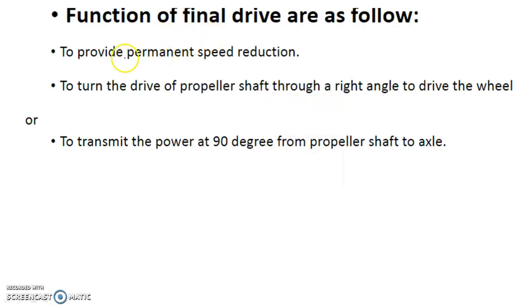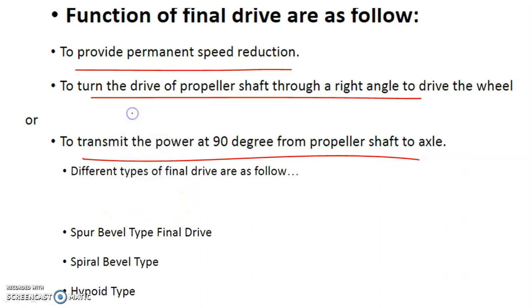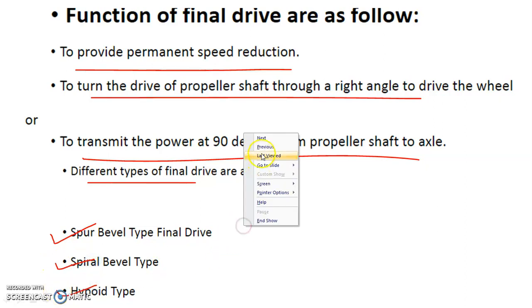What are the functions then? To provide permanent speed reduction, to turn the drive of the propeller shaft through a right angle to drive the wheel, or to transmit power at 90 degrees from the propeller shaft to the axle. These are the functions of the final drive. What are the types? Different types of final drive. Number 1 is the spur bevel type final drive. Number 2 is the spiral bevel type, and number 3 is the hypoid type. Let us see the structure of these types of drives.